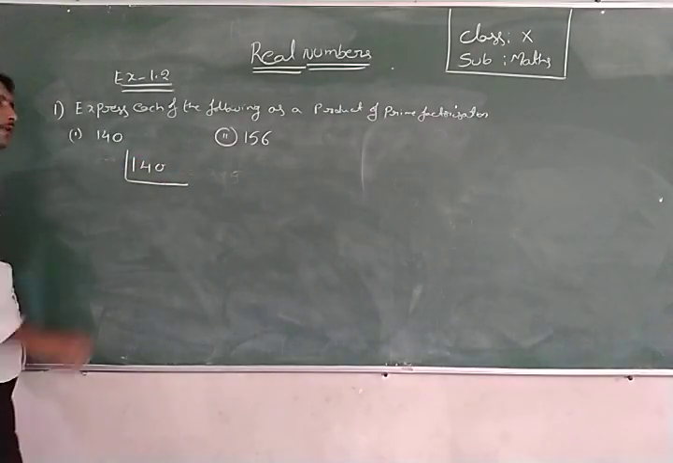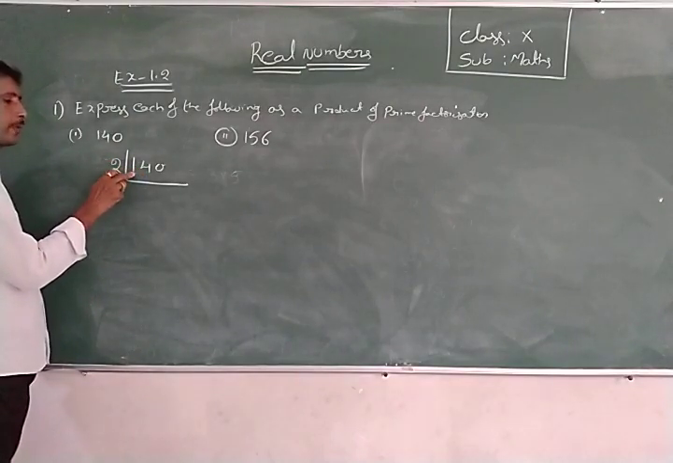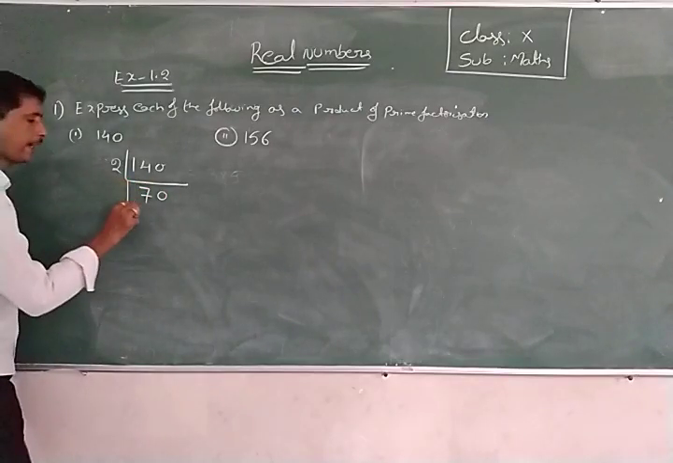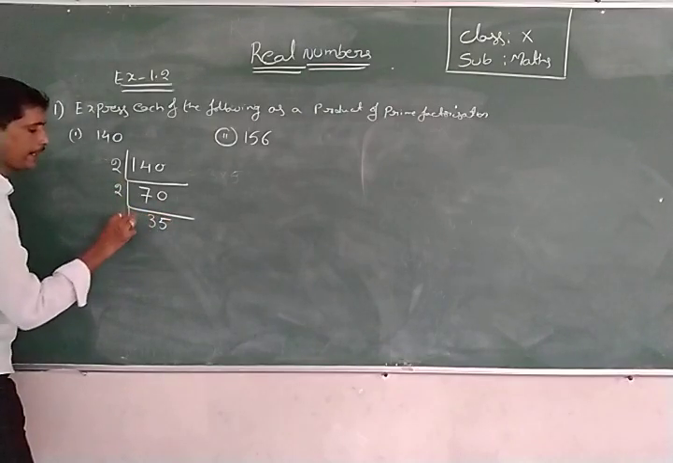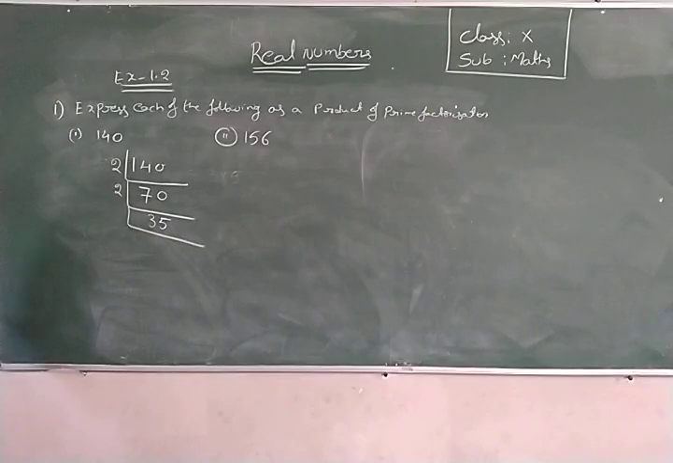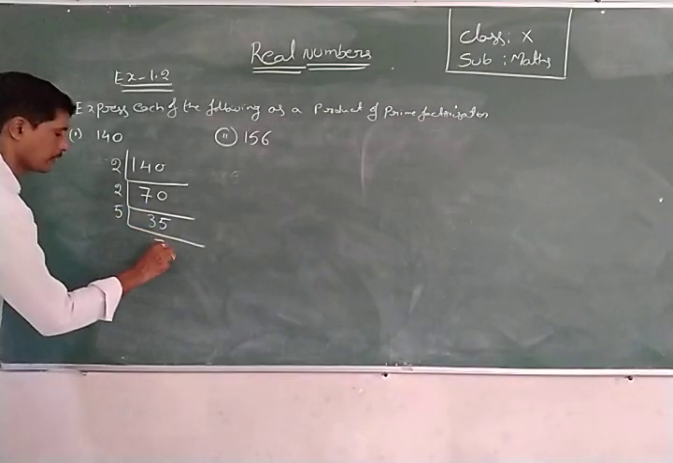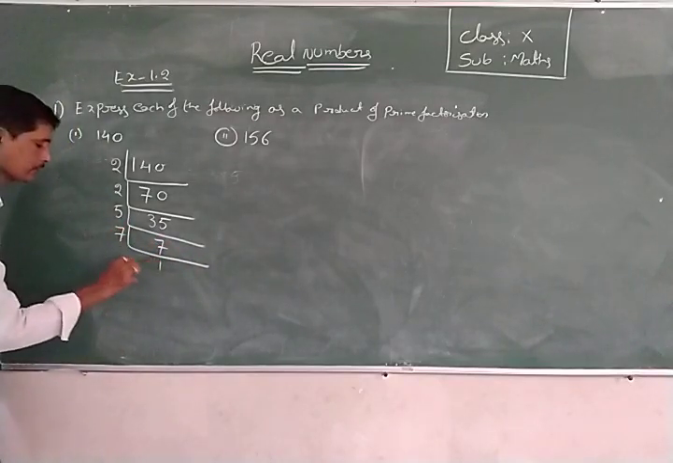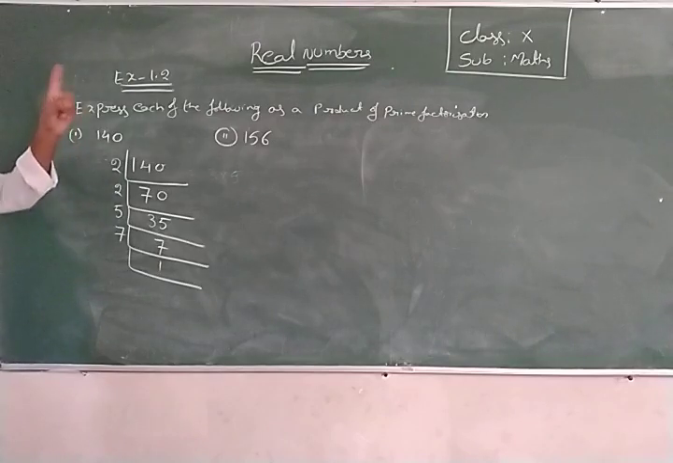Therefore, 140 is an even number, so it is divisible by 2. 2 sevens are 14, so we get 70. Again, 2 into 35. 35 is an odd number, so it is not divisible by 2, but it is divisible by 5. 5 sevens are 35, and then 7, which is not divisible by any other number, only 7. You see here 2, 5 and 7, and all are prime numbers, so that is the product of prime factors.